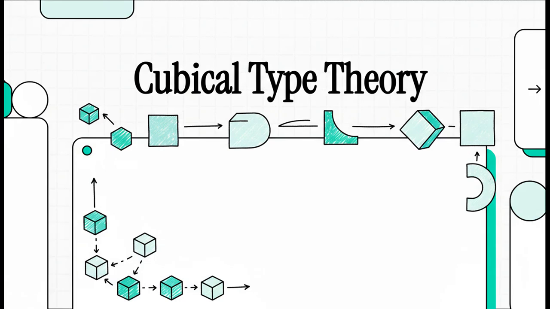Okay, get this. What if I told you that you could prove something like 2 plus 2 equals 4, not with a bunch of symbols, but by drawing a shape? Sounds kind of wild, right? Well, today we're going to dive into something called cubical type theory. It's this pretty revolutionary idea that literally turns abstract logic into geometry.